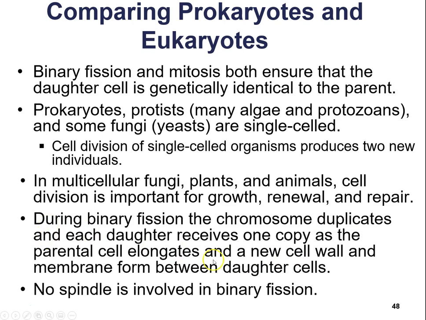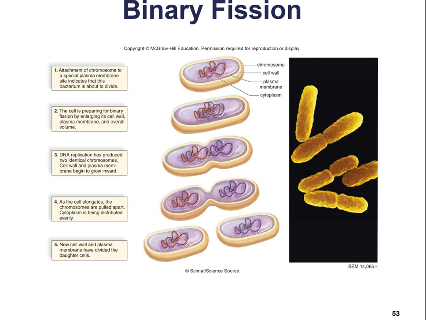It says here, binary fission: the chromosome duplicates, and each daughter cell receives one copy as the parental cell elongates and a new cell wall and membrane form. No spindle is involved in binary fission. If you take a look here, you can see this happening, much more simple than mitosis. You have the attachment of the chromosome to a special plasma membrane site, which indicates that it's ready to divide. Then it replicates that chromosome. Then the cell wall and the plasma membrane form between the two, and you get two new daughter cells.